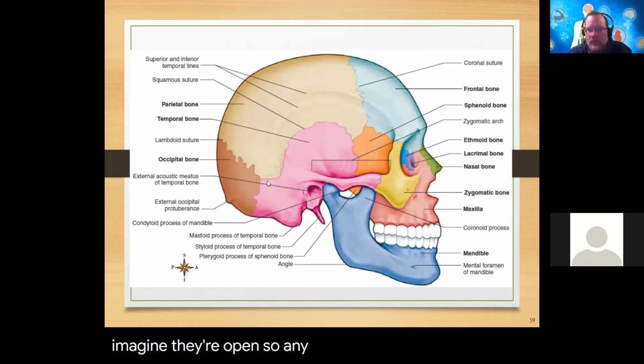So anyhow, we have color-coded skulls. That was my point. So here you have one, which is kind of nice. Of course, they're not color-coded in the real world, but in the real world, we would be able to look for the sutures as the landmarks to distinguish the bones.